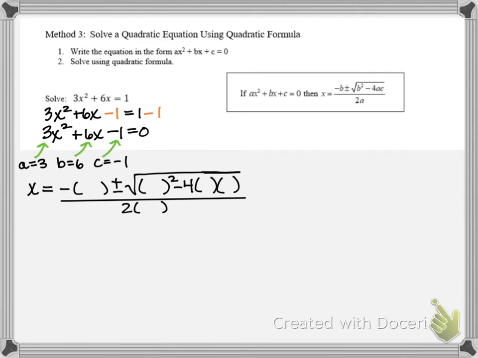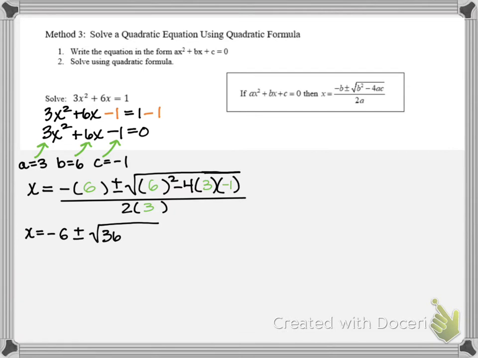Now let's plug in our values. So b is 6. So I get negative 6 plus or minus the square root of 6 squared minus 4 times 3 times negative 1 all over 2 times 3. Now let's simplify. So x equals negative 6 plus or minus the square root of 36.